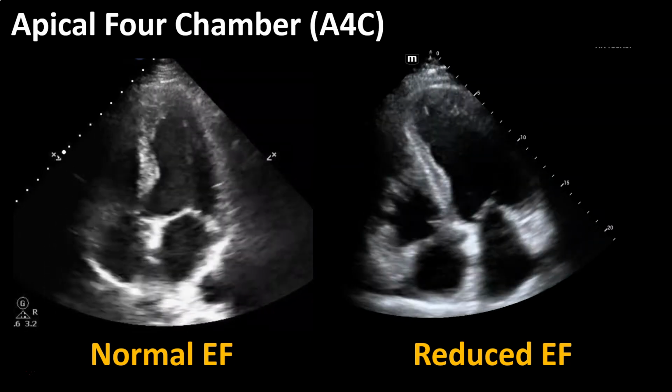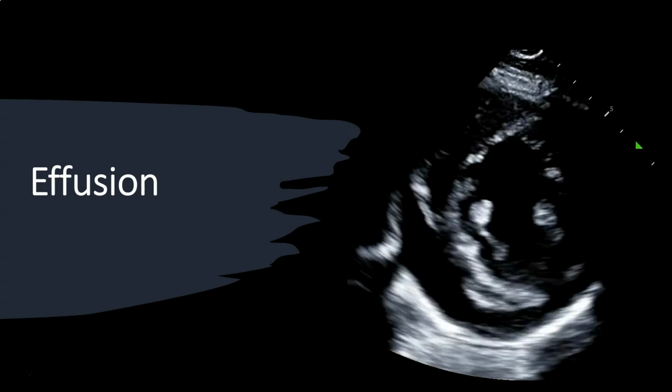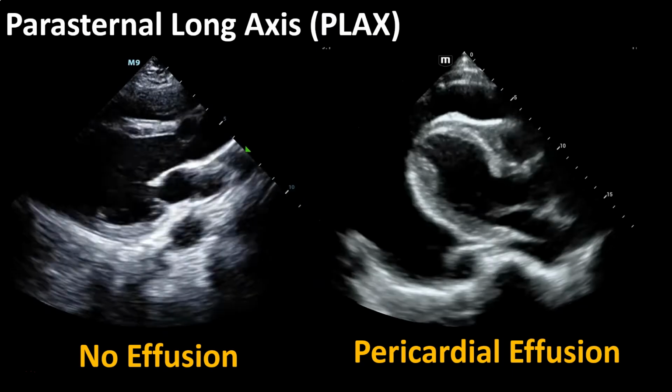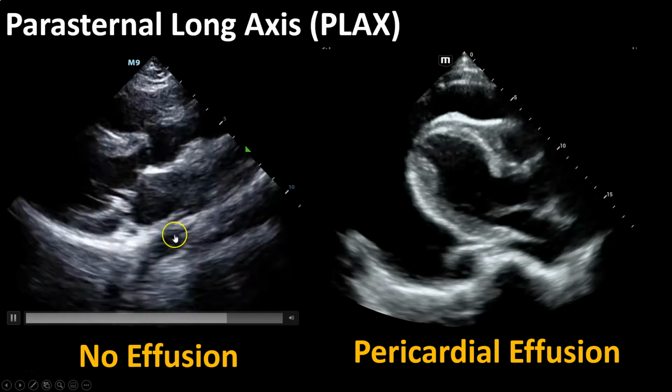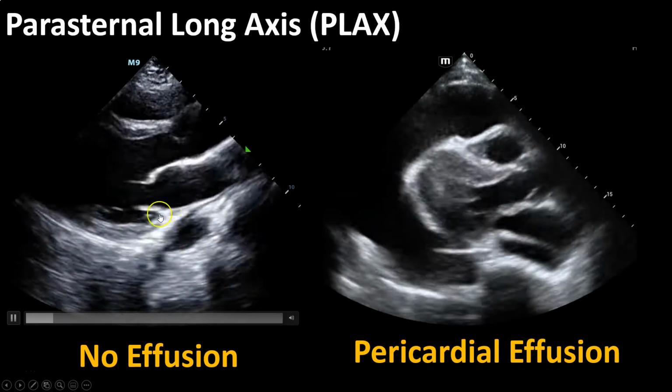Next up, pericardial effusion. Okay, so in this case, you're looking to see whether there is or isn't a pericardial effusion. So over here, you can see on the parasternal long axis view. Remember, we talked about how the aorta can be helpful.